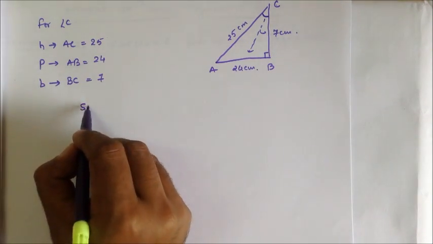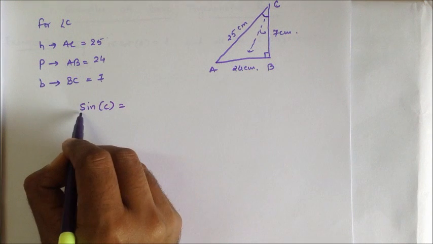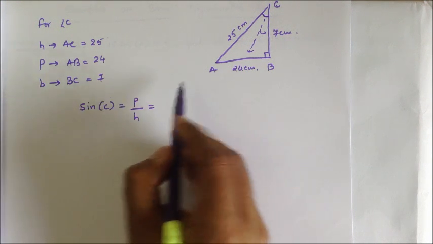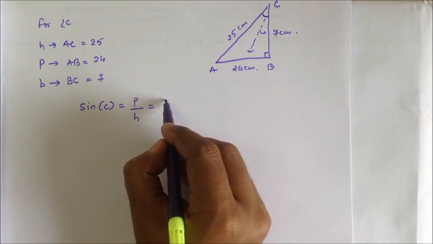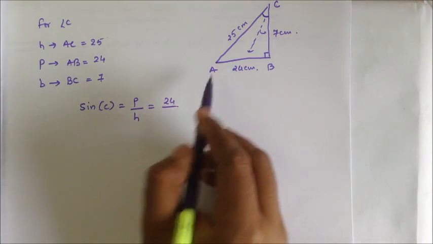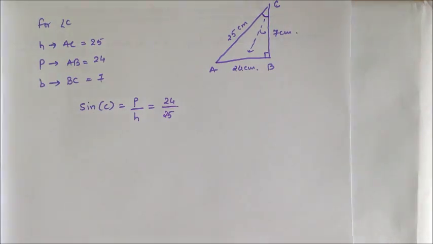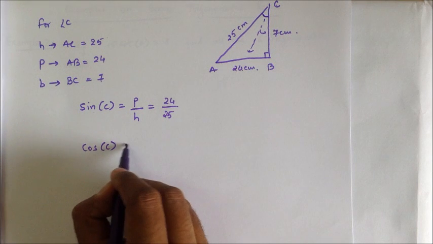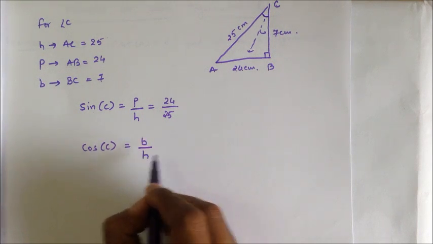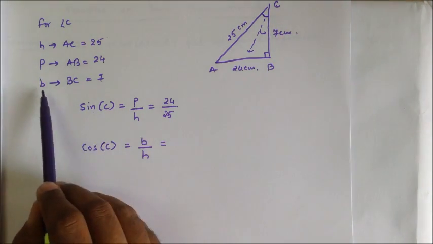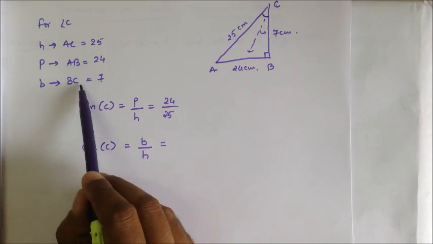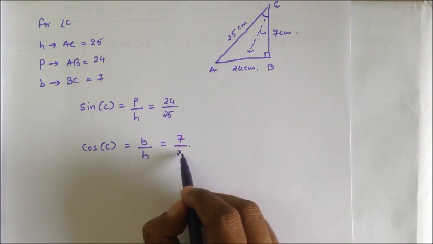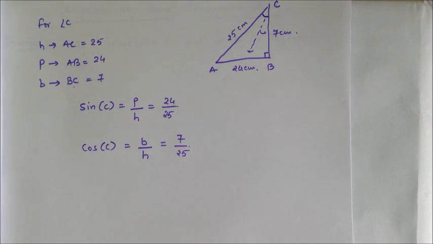Now sine of C. Sine is the ratio between the perpendicular and the hypotenuse. The perpendicular for angle C is AB, which is of length 24, and the hypotenuse is of length 25. Similarly, cos of C is equal to base upon hypotenuse. The base for angle C is BC, which is of length 7, and the hypotenuse is of length 25.